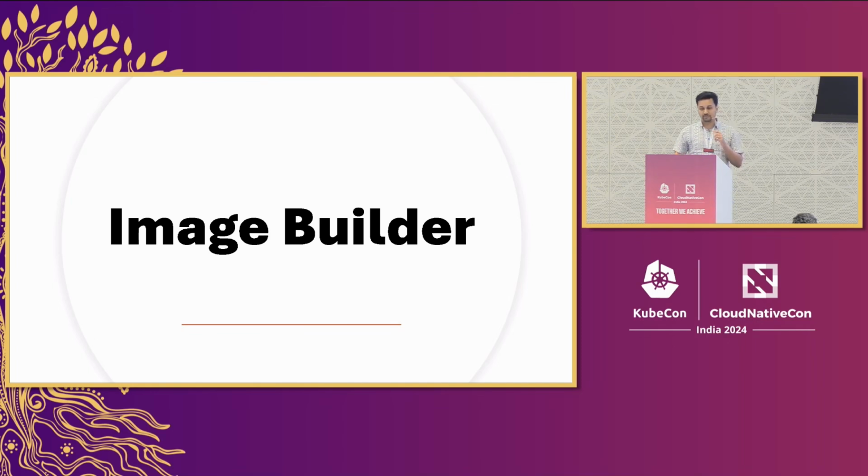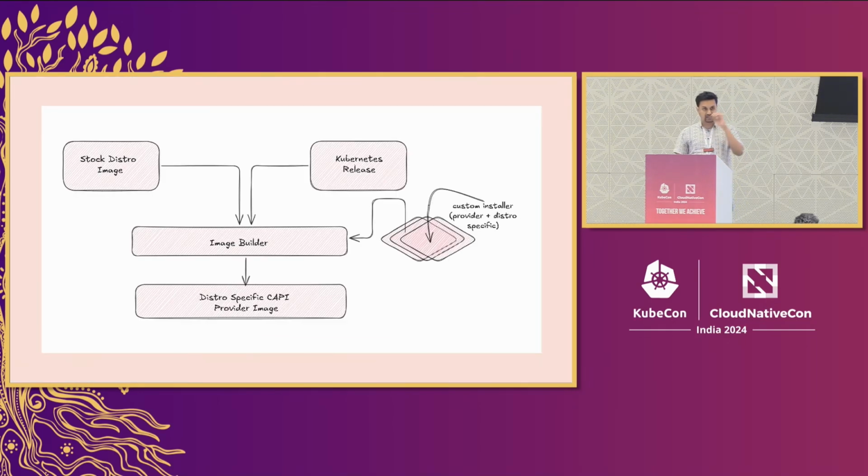Now, what Image Builder does is that it basically creates an image for ClusterAPI. For example, if you have an Ubuntu image and you have a Kubernetes release, say x.y, what a distro maintainer or the ClusterAPI maintainer would do is build an image. They would take the stock image, take the Kubernetes release, and plug both into Image Builder, and then it will spill out a very distro-specific CAPI image.